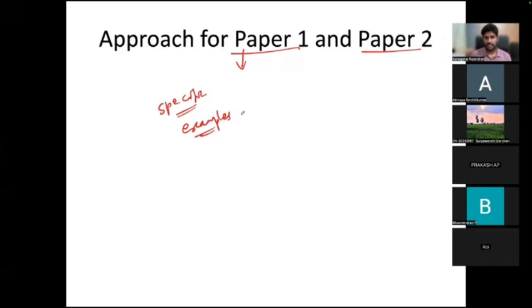So these examples and the specific answer, the definition, everything, plus wherever possible, try to add diagrams. Again, diagrams are very important. It's a science paper. Plus, for general topics, try to include case studies, real case studies.